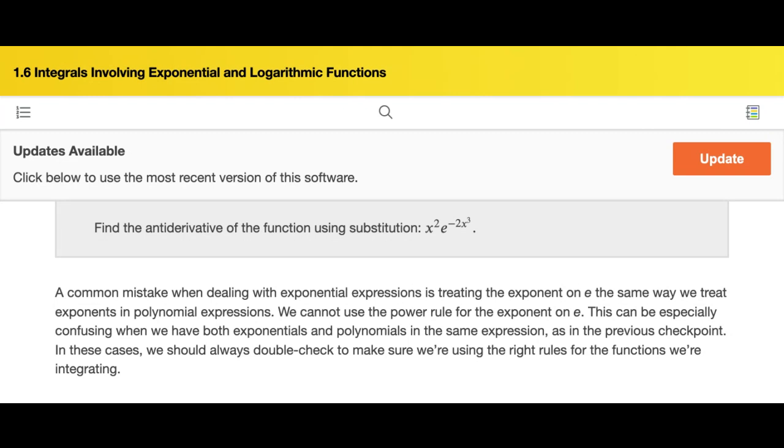e to the, so x squared e to the negative 2x cubed. Let's go to the whiteboard. So basically, let's remember this. The derivative dx of e to the x.